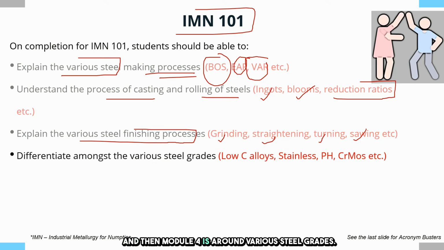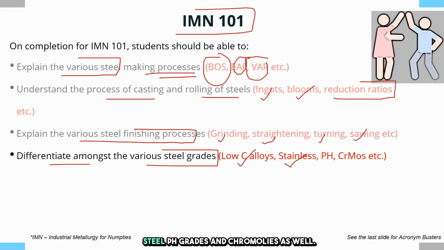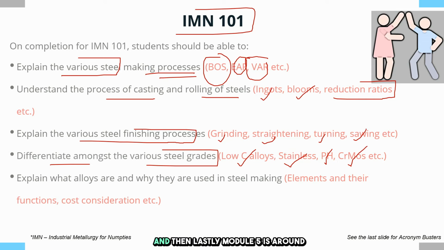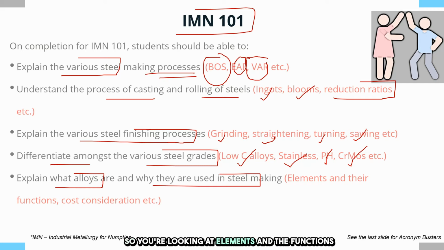And then module 4 is around various steel grades. So how can we differentiate amongst the various steel grades? So things like low carbon alloys, stainless steel, pH grades, and CrMos as well. And then lastly, module 5 is around understanding what alloys are and what functions do they perform in steel making. So you're looking at elements and their considerations as well as cost consideration as well.